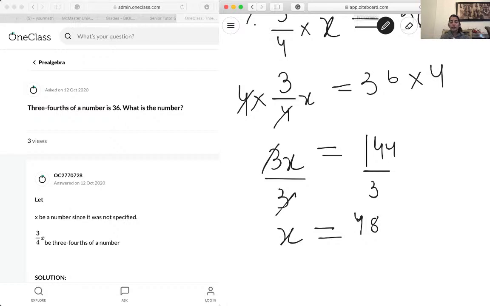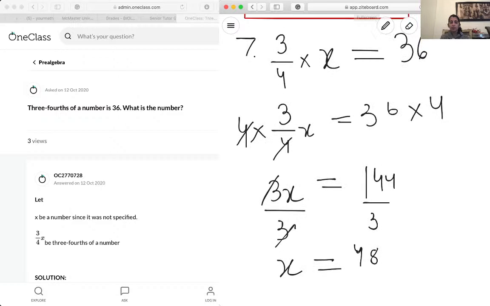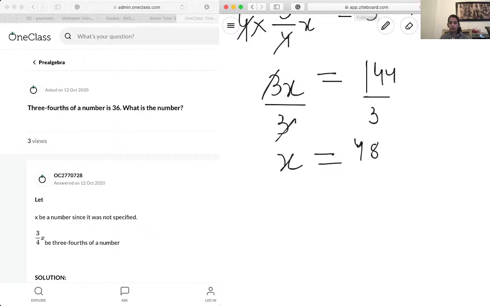Now, it's good to verify your answer. So we can put x into the equation that we have above and see if we get 36. So what we can do is 3 divided by 4 times your x value, which is 48. When we do that, we get 36, so we know that our x value is correct. That would be our final answer.